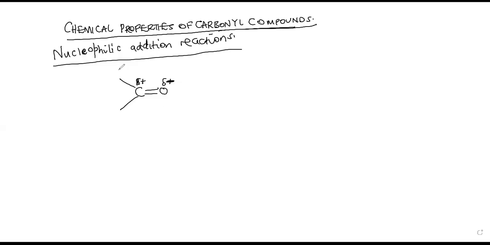Thus, the carbon now is electron deficient. And since nucleophiles are electron rich, it means that they can easily attack the carbon, right? They can easily attack the carbon.